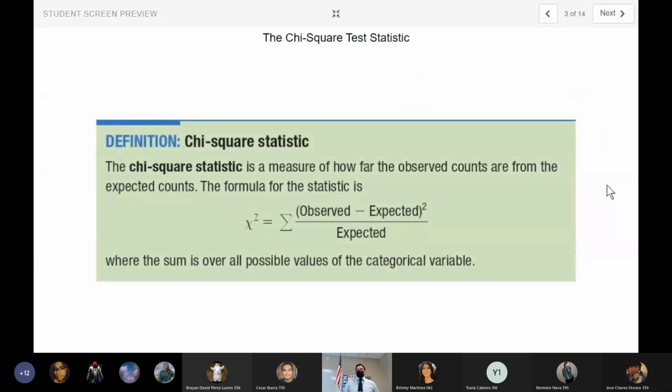All right. This is how we calculate our chi-square test statistic right here. This is a measure of how far the observed counts are from the expected counts. The formula for the statistic is chi-squared equals the sum of each observed value minus its expected value, squared, divided by the expected value, where the sum is over all possible values of the categorical data. And so this is how we calculate our test statistic that we'll then use on table C based on degrees of freedom, which we'll define again in a moment.